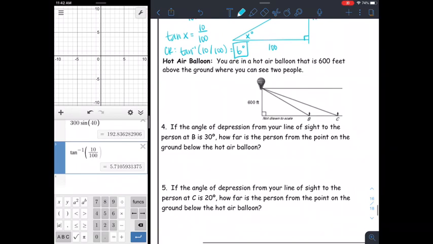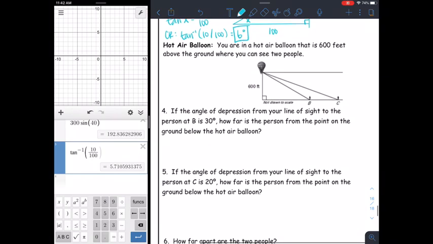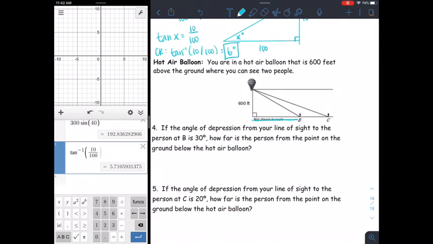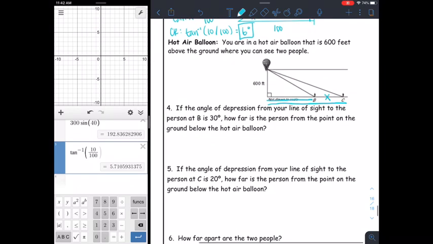And last one, we're kind of splitting this one problem up into 3 pieces so that we can solve it. We essentially want to know how far apart person B and person C are from each other. It tells us that our hot air balloon is 600 feet up. So we're going to find the distance from underneath down to person B, find the distance straight down to person C, and then subtract the two to find that difference. Our angle of depression from the line of sight to person B is 30. Remember that that is from the horizontal down, so I'm going to put that 30 degrees here.